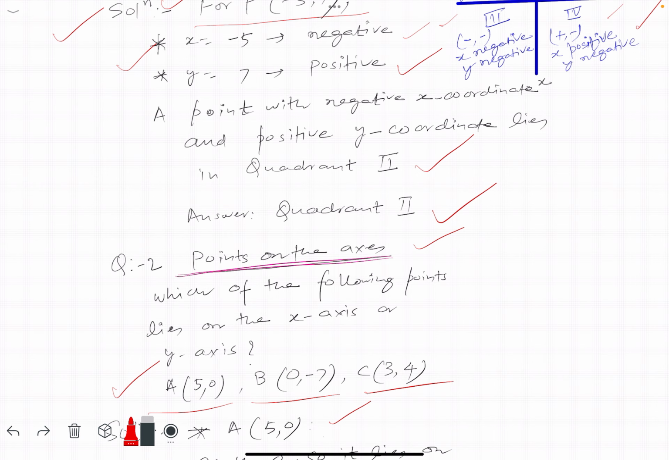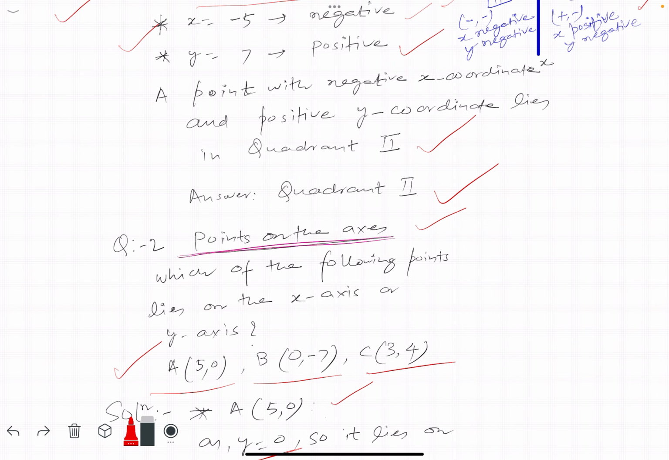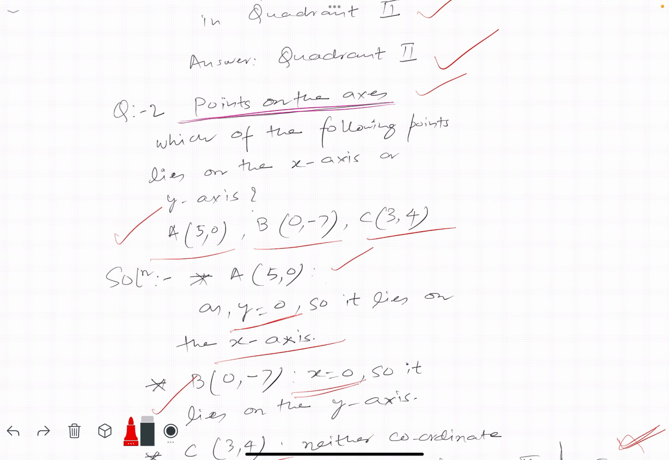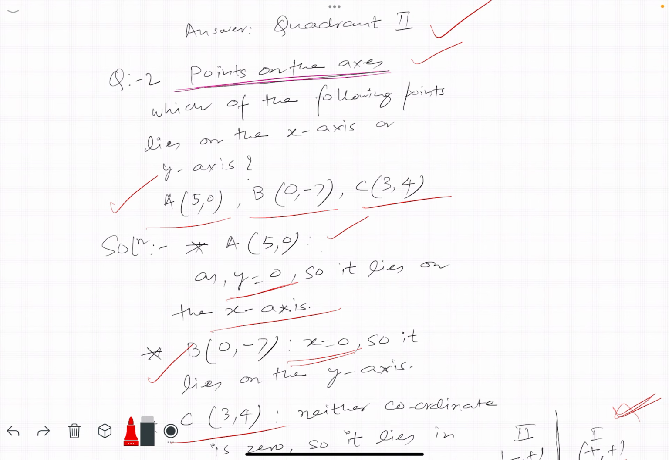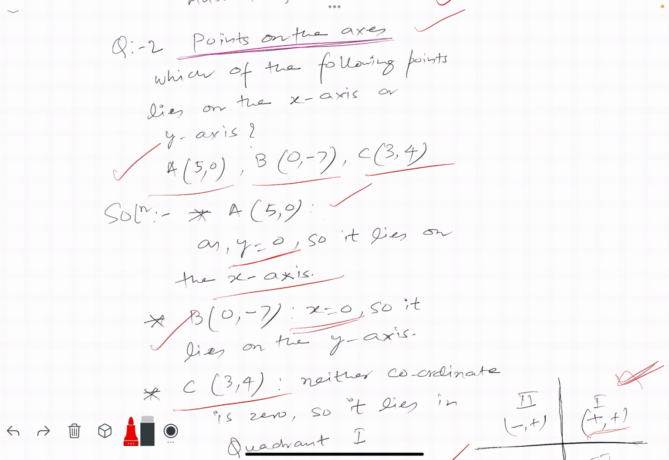Second question is points on the axes. Which of the following points lie on the x-axis or y-axis? Points are given. For point A(5, 0), y is equal to 0, so it lies on the x-axis. For point B(0, -7), x is equal to 0, so it lies on the y-axis.